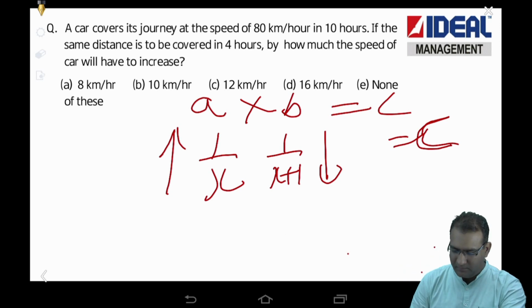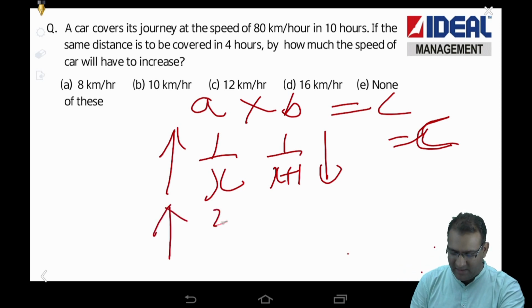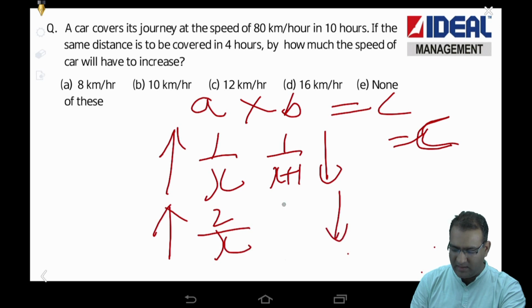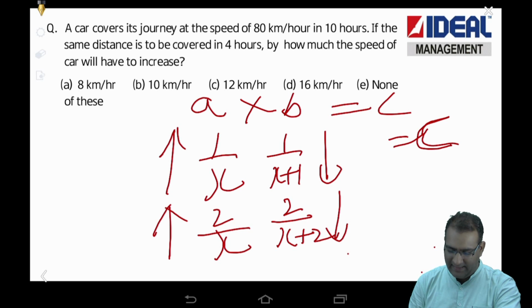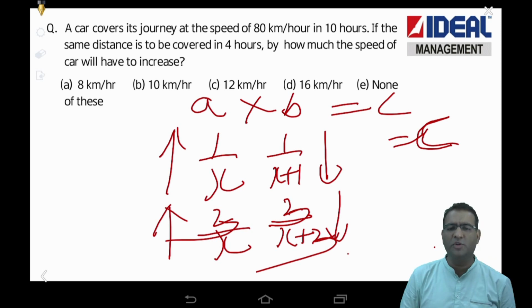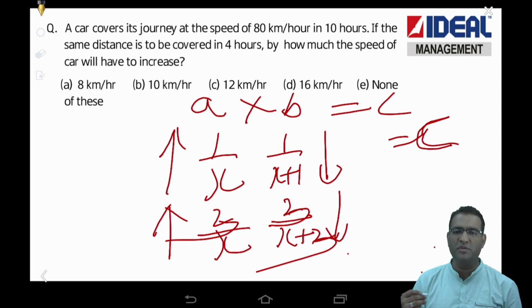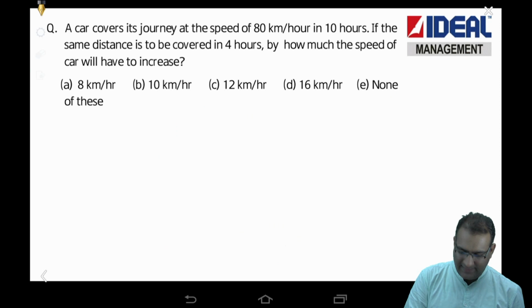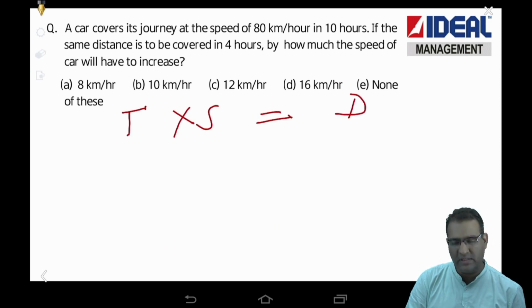Now, same thing, if I increase this by 2 by x, the reduction becomes 2 by x plus 2. If I increase this by 3 by x, the reduction becomes 3 by x plus 3, and so on. That's how the concept goes. 4 by x, 4 by x plus 4. It goes on like this. Now, when I see time into speed is the same concept. Time into speed is equal to distance. It's like a into b is equal to c, right?